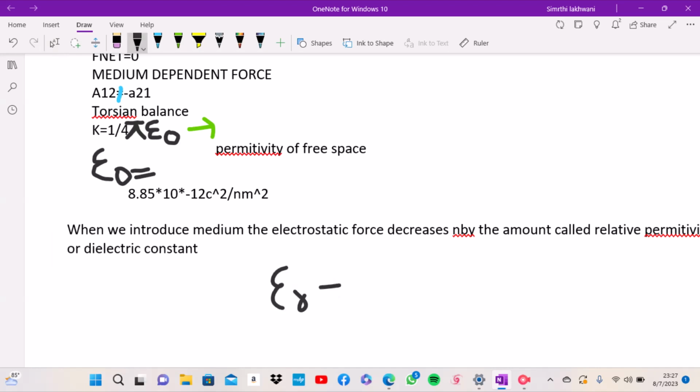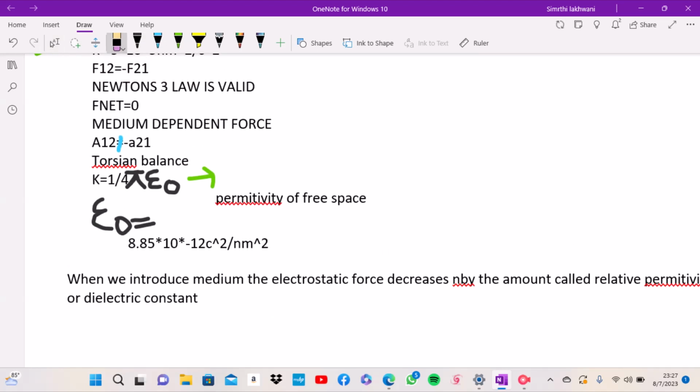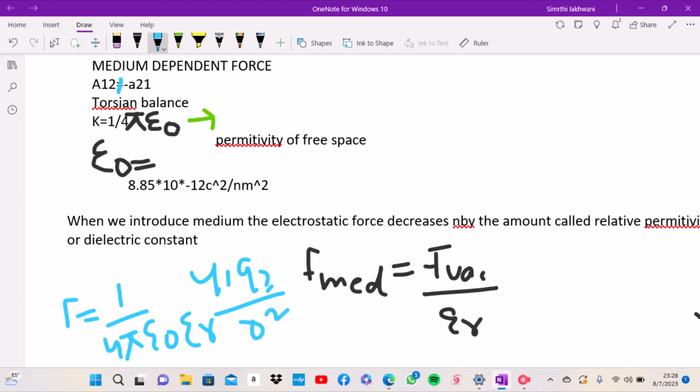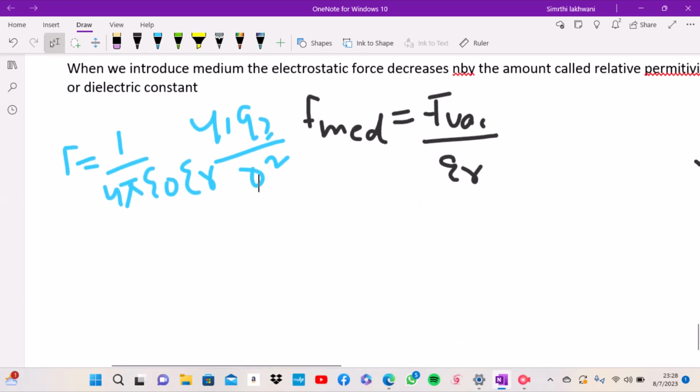It looks like this, epsilon R. So when we introduce a medium, the force in the medium is equal to the electrostatic force in vacuum decreased by epsilon R. If I ask you what the force will be in a medium other than free space, the formula would be F equal to 1 upon 4 pi epsilon naught epsilon R Q1 Q2 upon R squared. This will be the formula.